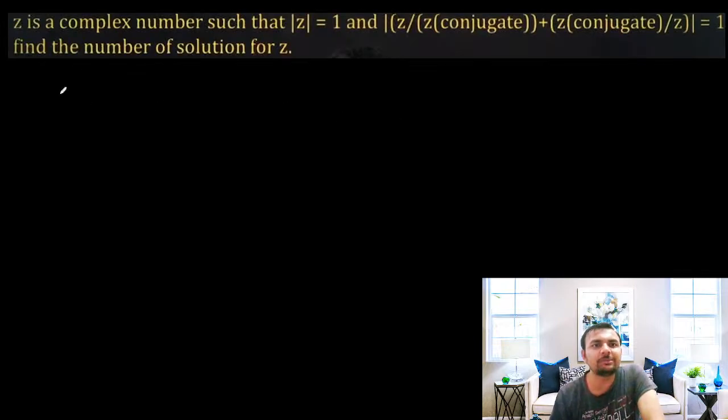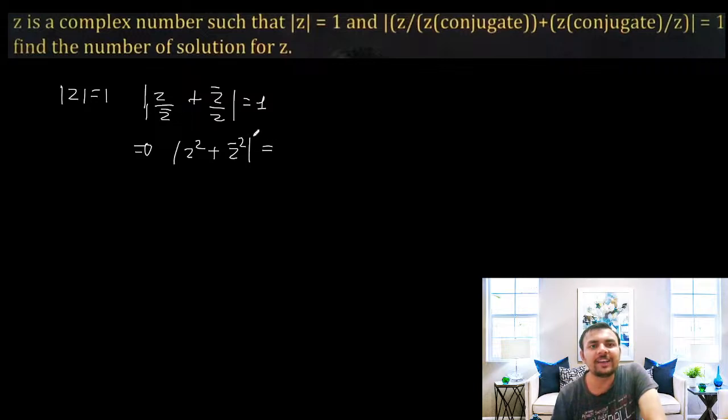Z is a complex number, mod Z is equal to 1, and we have mod Z by Z conjugate plus Z conjugate upon Z is equal to 1. Then find the number of solutions of Z. So Z is Z square plus Z dash whole square, and Z dot Z bar is 1. So what will happen?